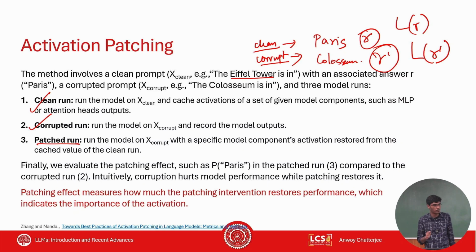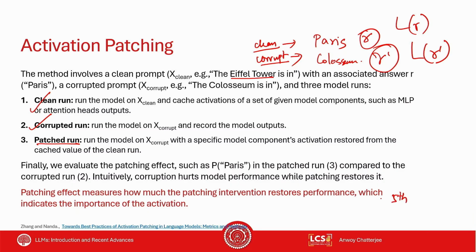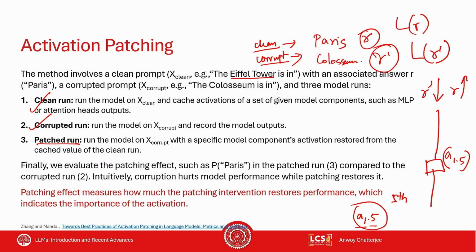And now we patch each of the components. For example, suppose we want to see whether the fifth attention head of the first layer, which we denote as A1.5, is part of the circuit responsible for the task or not. What we do is, we have this corrupt run. We replace the A1.5 of corrupt with A1.5 of clean and see how much change in the logits happens. So basically, if we replace the corrupted activation with the clean activation, the idea is that the logit of R dash, or R prime, should decrease and that of R should increase gradually if it is important. If not, they will remain the same.